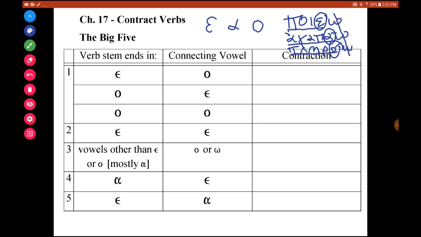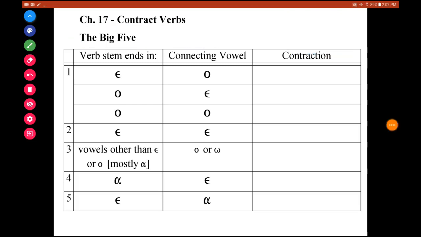And so we're going to begin our study of the contract verbs by learning what we call the Big Five rules. And in addition to the Big Five rules, there's what I consider to be the Little Two. The Big Five plus the Little Two are a set of 7 rules altogether that allow us to understand how vowels contract. Let's clear the board and let's go over the rules. These are rules that you'll simply have to memorize in order to understand the forms for the present and imperfect indicative of contract verbs.